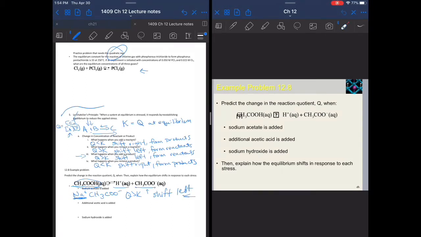If we add additional acetic acid, now we're adding to the reactants, Q is going to be less than K, and we're going to shift right. We're going to make more products. Now in this last example, sodium hydroxide, this is an interesting one. This requires you to know a little bit of the chemistry. If you add sodium hydroxide, you're adding a hydroxide ion, which is a strong base.